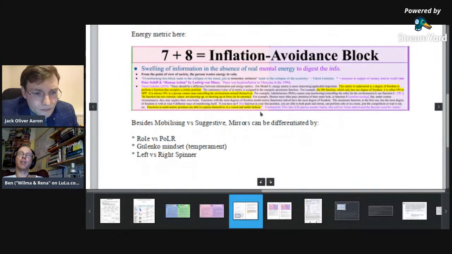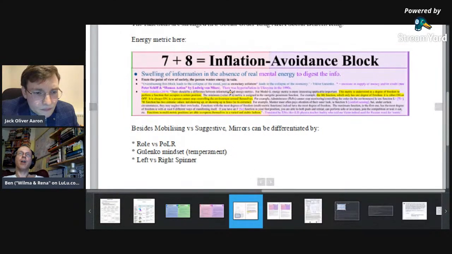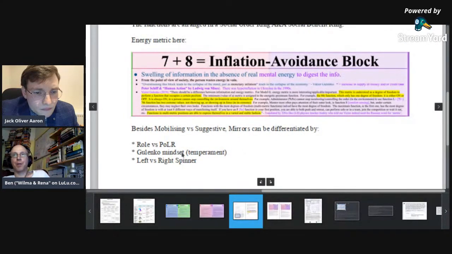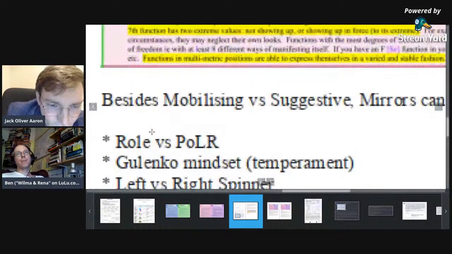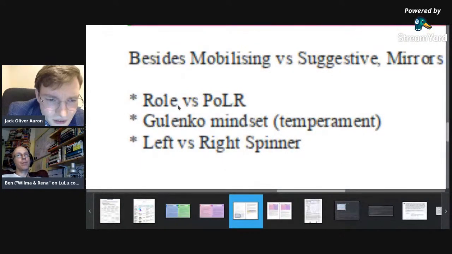And then you said in the previous one, oh, we won't be able to tell the difference between mobilized and suggestive. How will we tell mirrors apart? And these are three ways. So mirrors and suggestive can be differentiated by role versus point of least resistance.